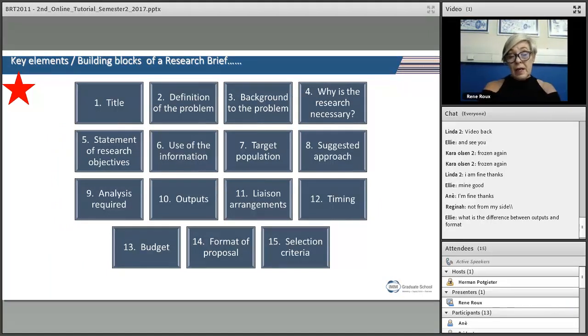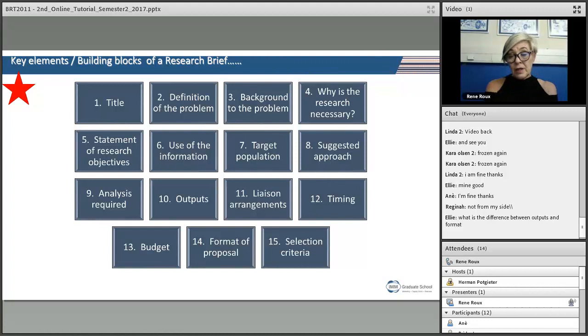The outputs are based on your research findings. So when the research agency has conducted the research, they've analyzed the data and they now have findings. What outputs do you want? Do you want a presentation? Do you want a report? Do you want a combination of that? Do you also want maybe a data set where you can do your own analysis?